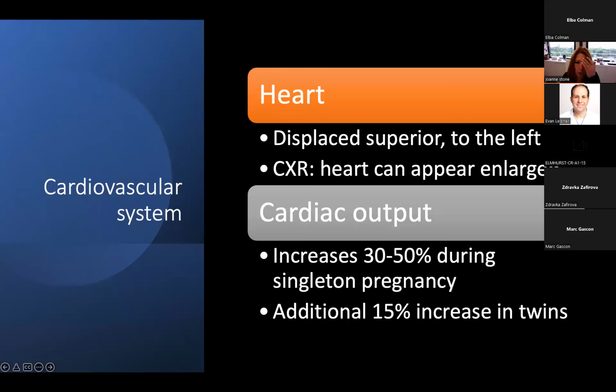So in terms of the cardiovascular system, the heart is displaced due to the elevation of the diaphragm and tends to be displaced superiorly and to the left. On chest x-ray, it can appear quite enlarged. Cardiac output is increased by 30 to 50% during singleton pregnancy, and as high as about 70% in twins and 80% in triplets. So not only do you have to keep in mind that increase in cardiac output, but you have to think about it in terms of whether there's a multiple gestation involved.